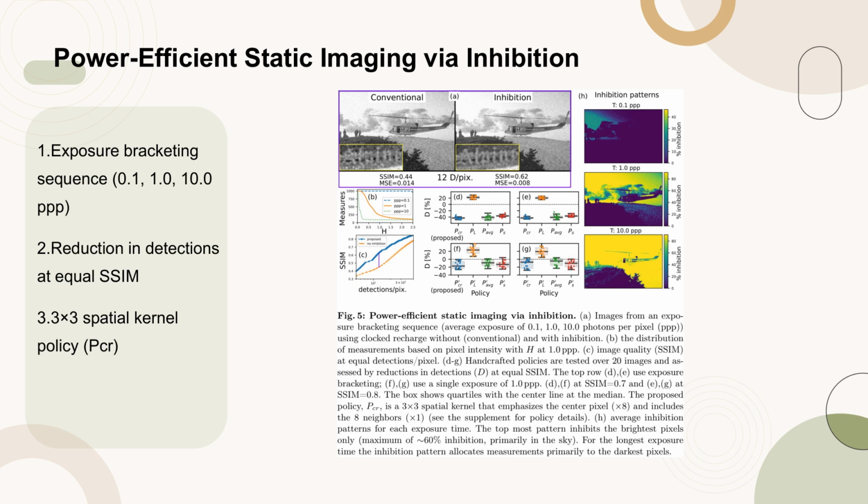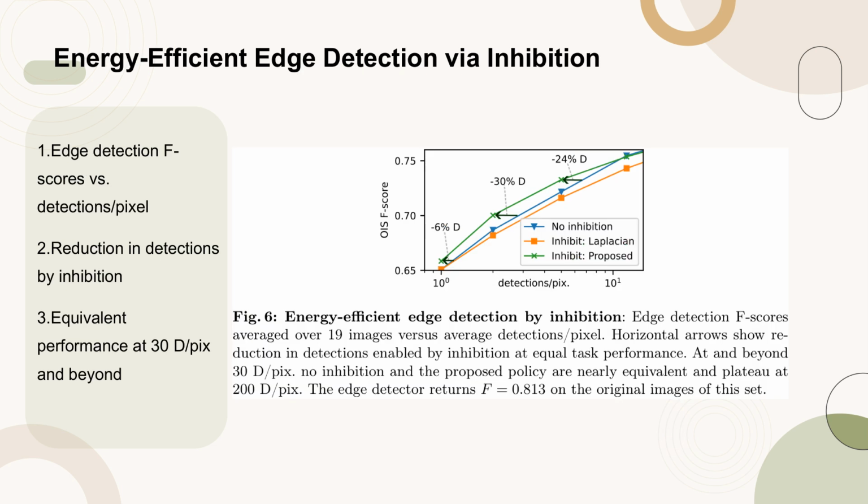Panel H summarizes the average inhibition patterns for each exposure time, demonstrating that the brightest pixels are inhibited the most, especially in the sky, while the longest exposure time primarily allocates measurements to the darkest pixels. Figure 6 illustrates the effectiveness of inhibition in energy-efficient edge detection.